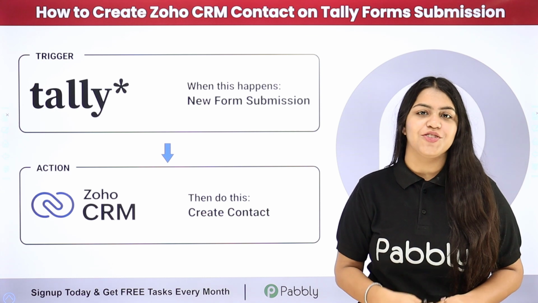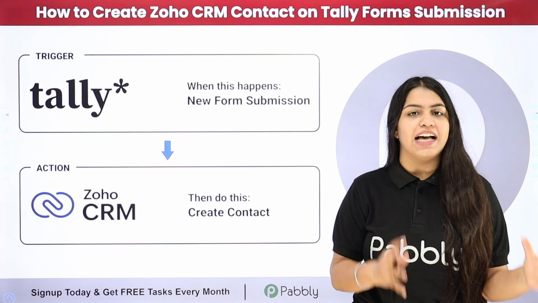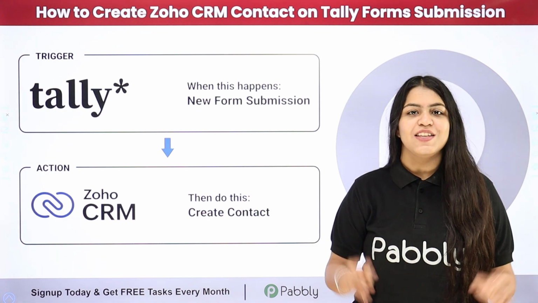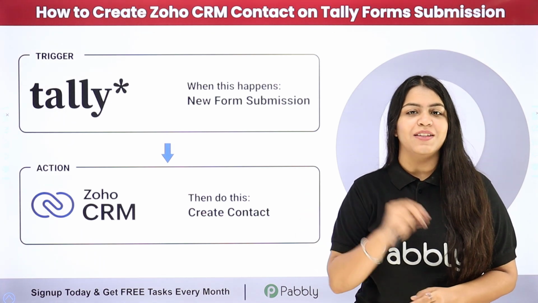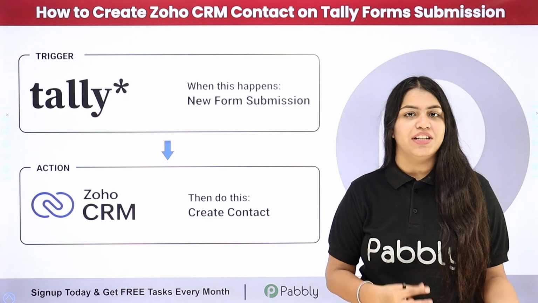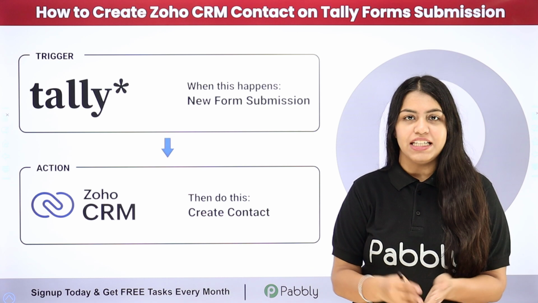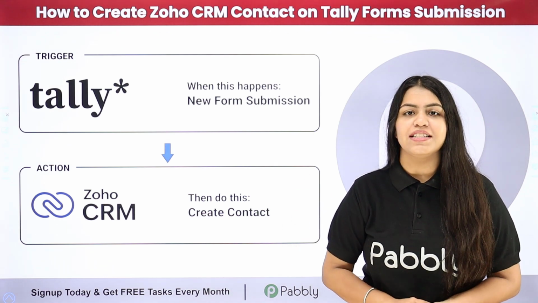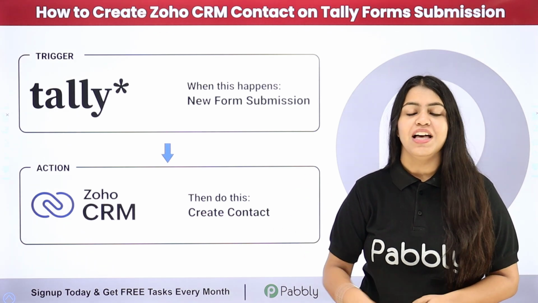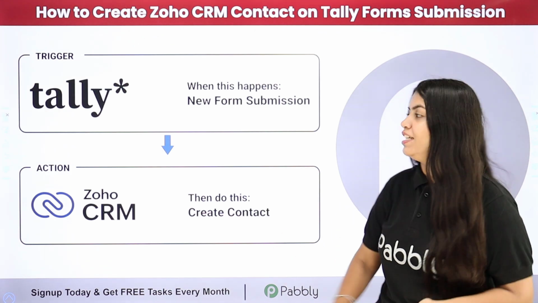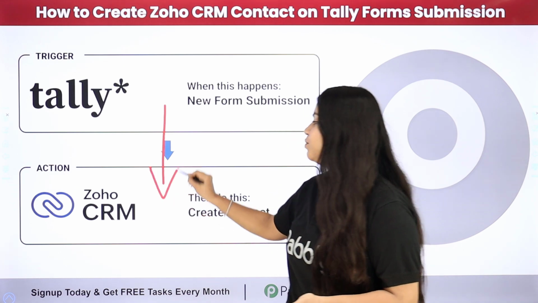So here I'm running a digital marketing agency and we gather the details of our potential clients with the help of Tally Forms. Now what I want is that as soon as we receive the details of our potential clients with the help of Tally Forms, automatically with the help of these same details, a new contact should be created in my Zoho CRM account too. That too without any manual efforts. So to do this, we are going to create a connection between Tally Forms and Zoho CRM.